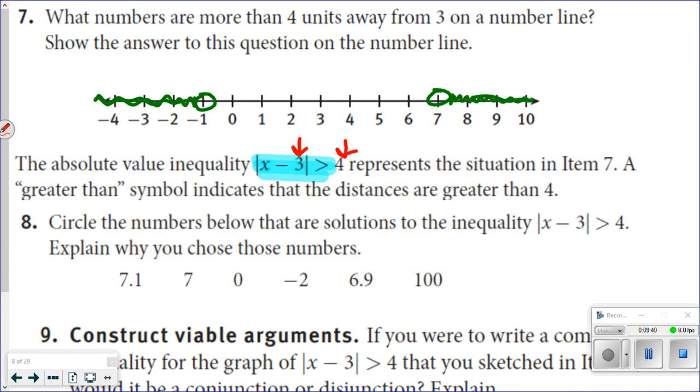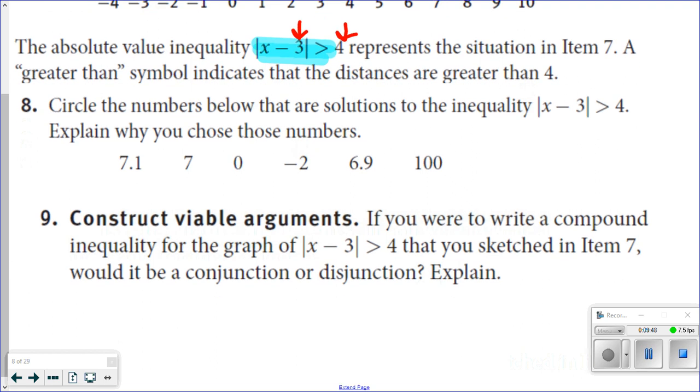Numbers that are more than 4 units away from 3. 7 doesn't work because we had an open circle. 0 doesn't work. We shaded over -2, so that works. 6.9. Nope, that doesn't work because 7 doesn't work and that's smaller than it. And 100 works. So all of these numbers are greater than 7, or these numbers are less than -1.